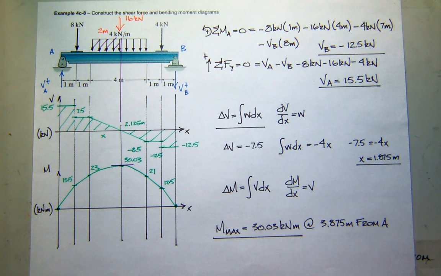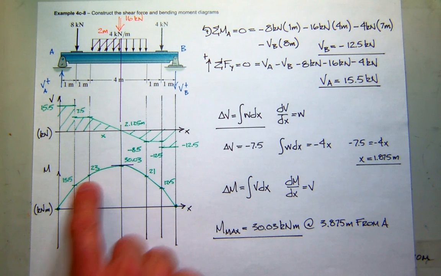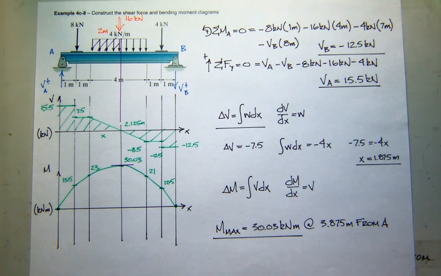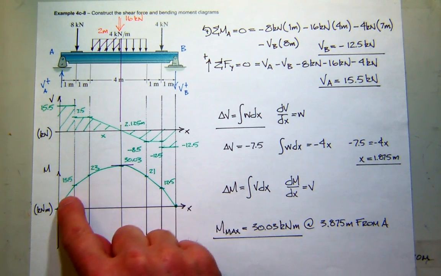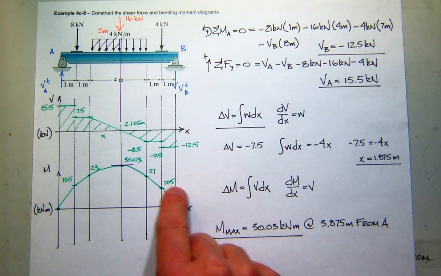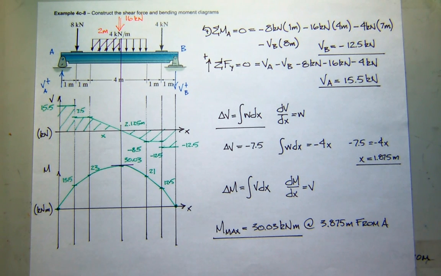So again, I could ask you, hey, what's the bending moment at 2 meters in the beam? 23. What's the bending moment at 7 meters in the beam? 12.5. So if you really needed to know the variation of the moment to be able to do some things, you've already got a lot of points along the way. Is it an equation? No.